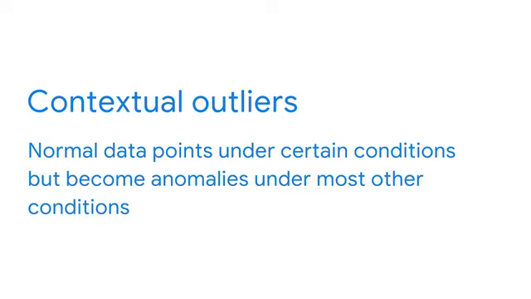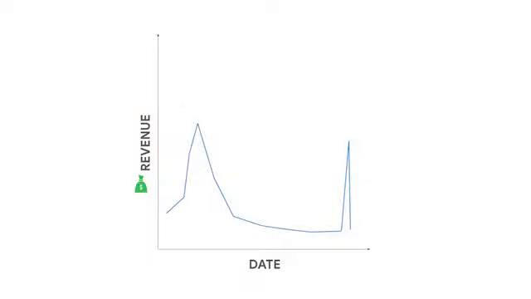Contextual outliers are normal data points under certain conditions but become anomalies under most other conditions. As an example, movie sales are expected to be much larger when a film is first released. If there is a huge spike in sales a decade later, that would typically be considered abnormal, or a contextual outlier. These outliers are more common in time series data.